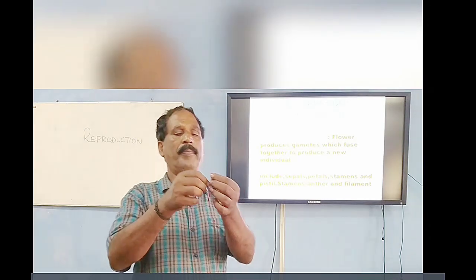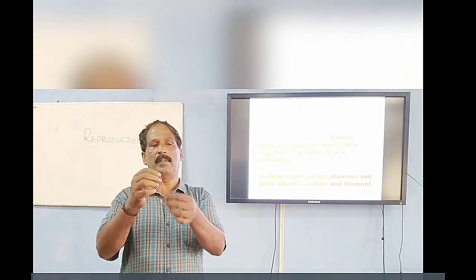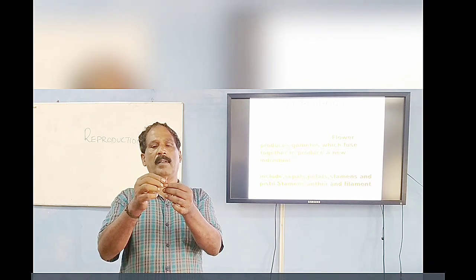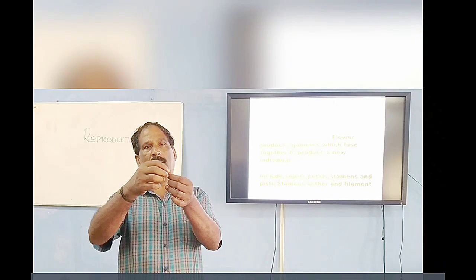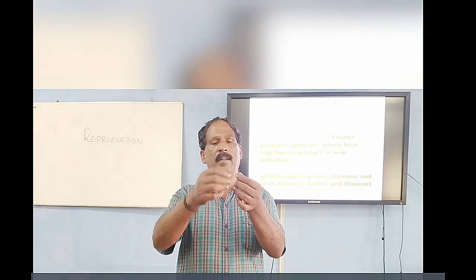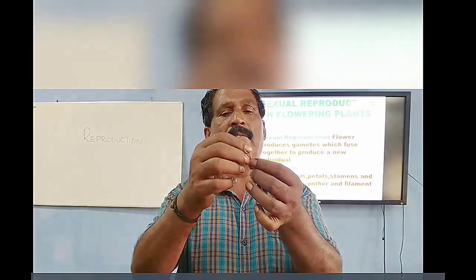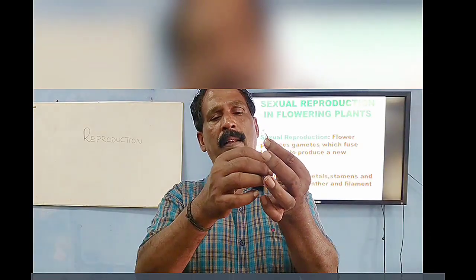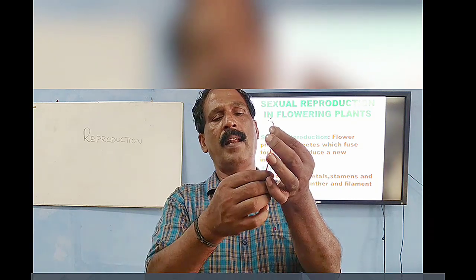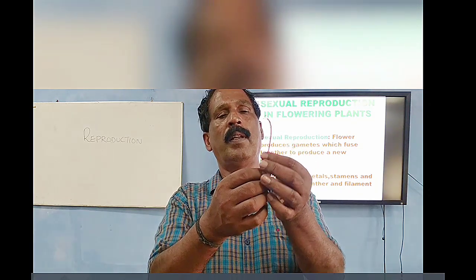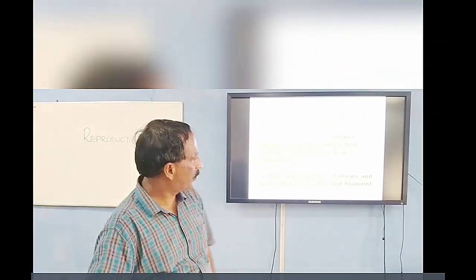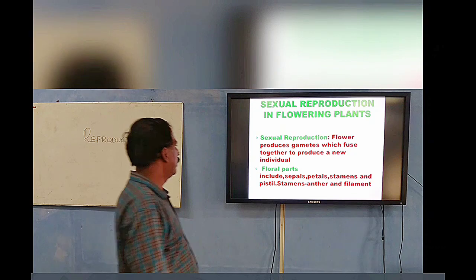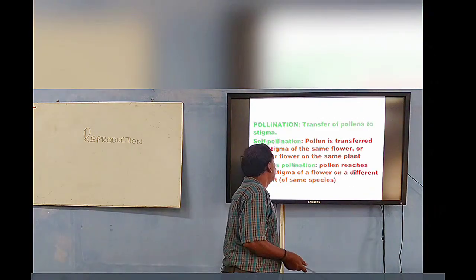After removing the stamens, you will find that this is a stigma. Here is a stigma, and there is a style. This is a style, and the style ends in the ovary. So, ovary, style, stigma: this is the female reproductive organ in a plant.